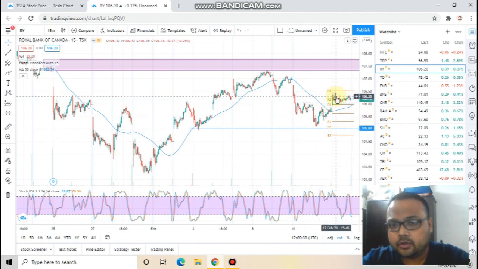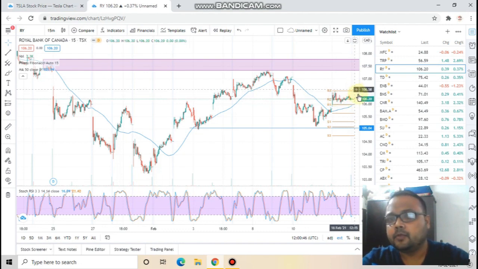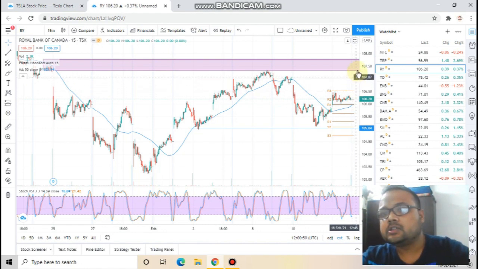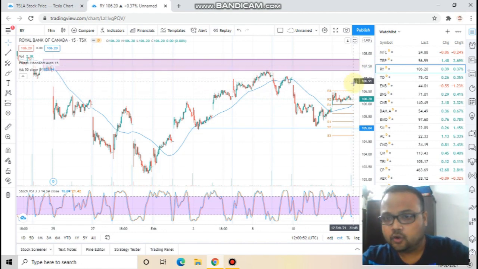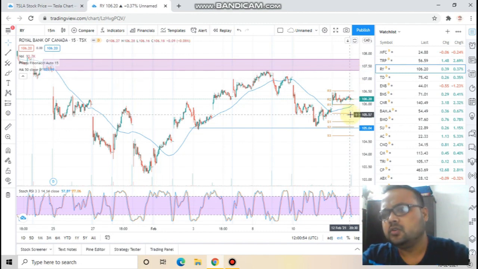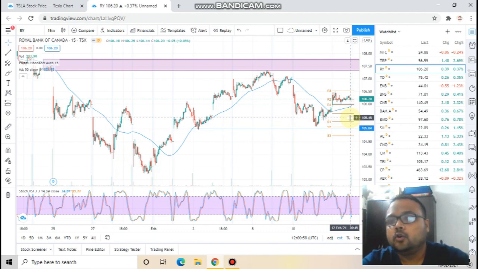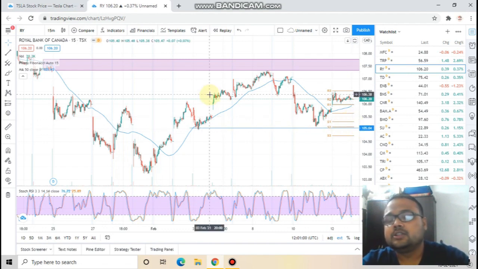As of now, don't do anything. Let the market open and just see where it opens. If it opens gap up, let it go towards the 107 level, and if it goes down, or after opening gap down, let it go to the support level, 105 level. After that, you just observe what it does.